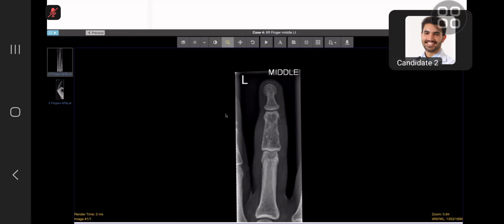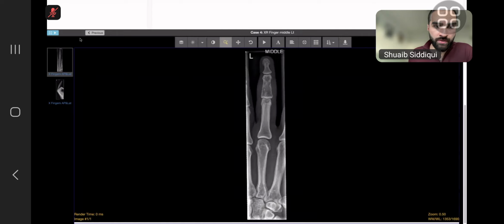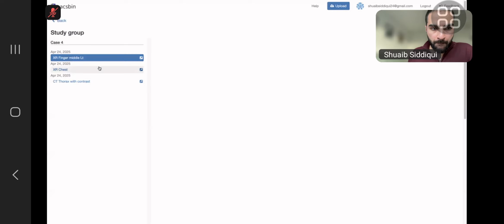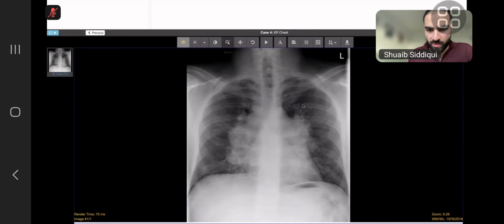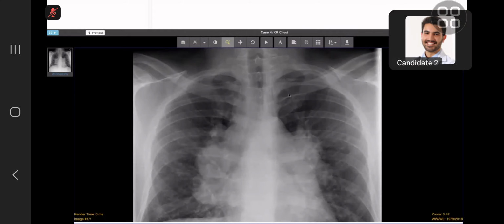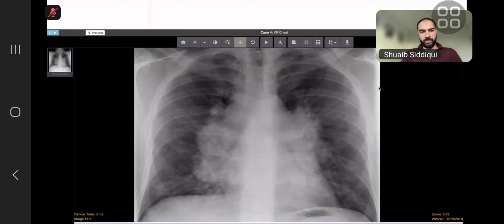I would recommend MRI. Okay, that's fine. We don't have that available, but actually they happen to have a chest X-ray, which you might find could guide you. This is done on the same day. Okay. So describe what's happening on this chest X-ray.